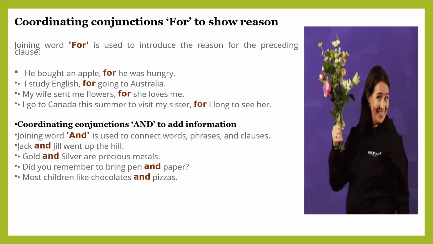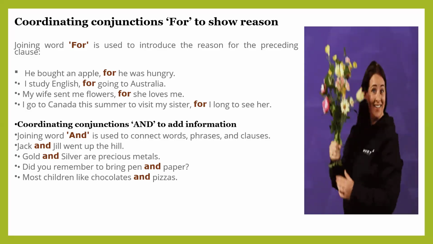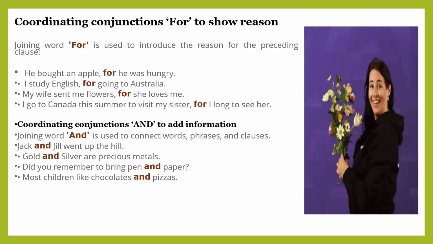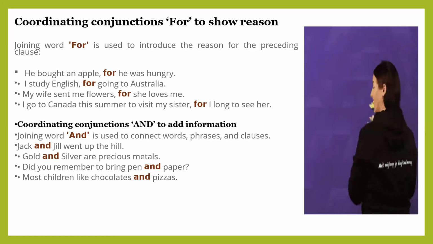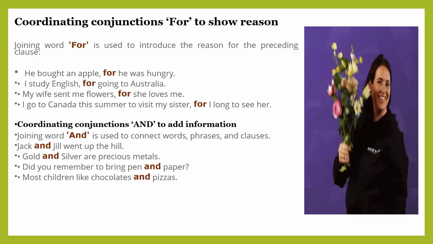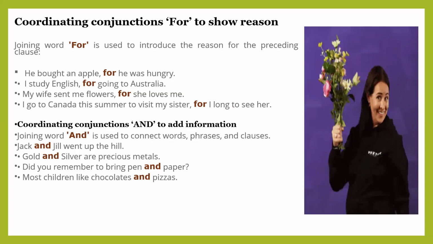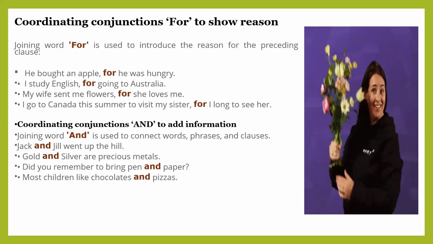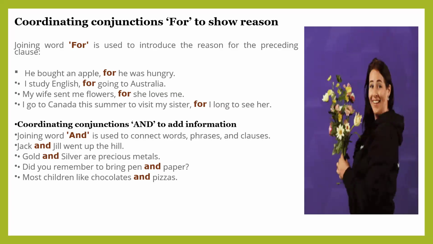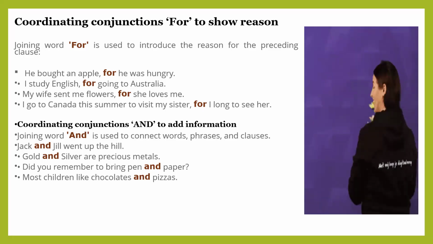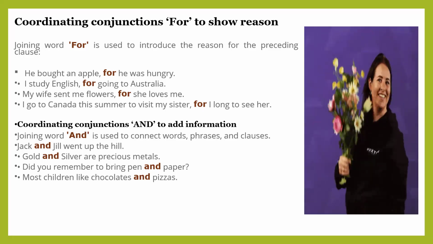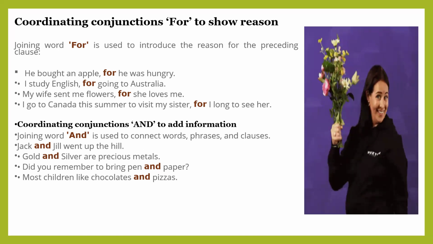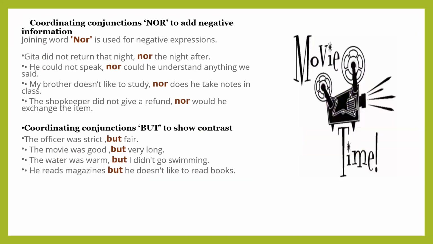Jack and Jill went up the hill. So there are two words joined by the coordinative conjunction and, Jack and Jill. So no commas should be used. Did you remember to bring pen and paper? In this case also and is joining two words. So no comma is used. More children like chocolates and pizzas. So no comma is used, joining two words, chocolates and pizzas.